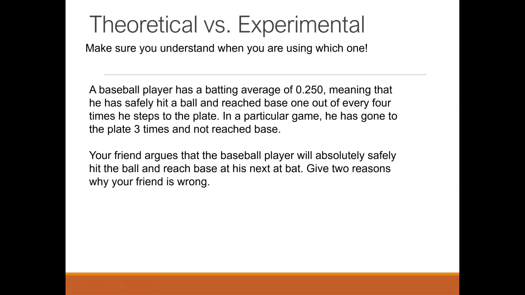All right, let's look at an example, and we're going to try to decide which one is which. A baseball player has a batting average of .250, meaning that he has safely hit a ball and reached base 1 out of every 4 times he steps to the plate. In a particular game, he has gone to the plate 3 times and not reached base. Your friend argues that the baseball player will absolutely safely hit the ball and reach base at the next at-bat. Give 2 reasons why your friend might be wrong, or why your friend is wrong.